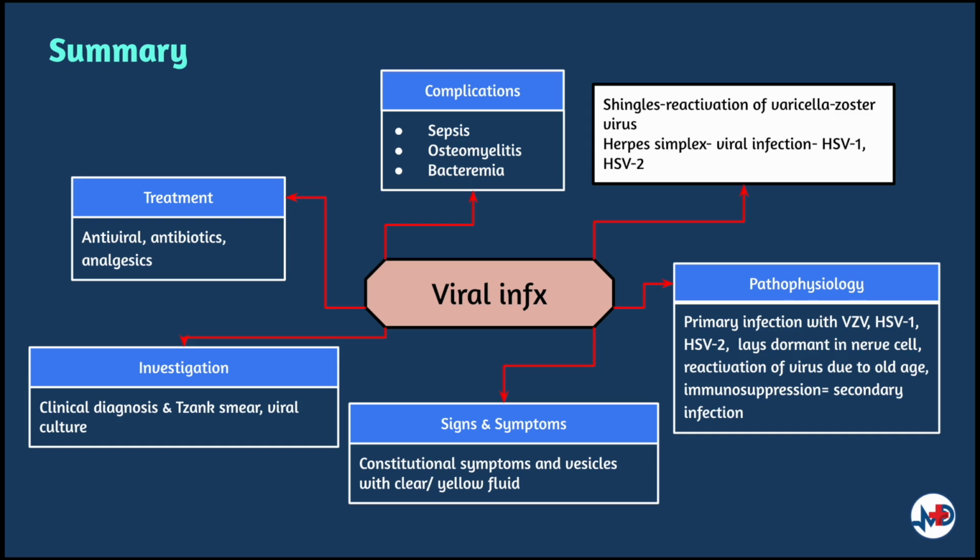Shingles is a viral syndrome caused by the reactivation of varicella zoster virus, the virus causing chickenpox, whereas herpes simplex infection is also a viral infection but caused by herpes simplex virus 1 and 2. These infections may arise after a primary infection with varicella zoster virus or herpes simplex virus 1 or 2, which lies dormant in the nerve cell and is reactivated due to factors such as old age or immunosuppression, manifesting as secondary infection. Patients will present with constitutional symptoms and vesicles with either clear or yellow fluid.